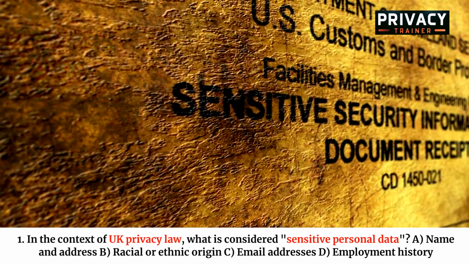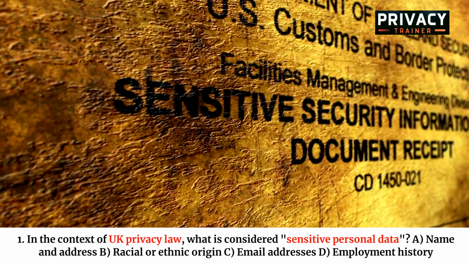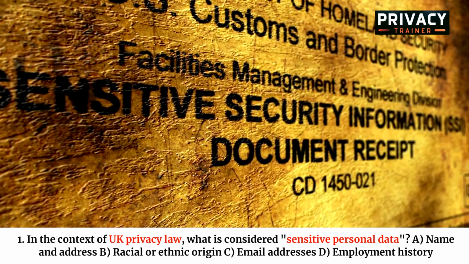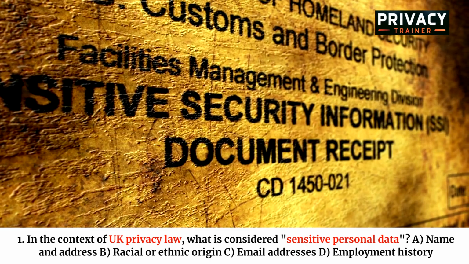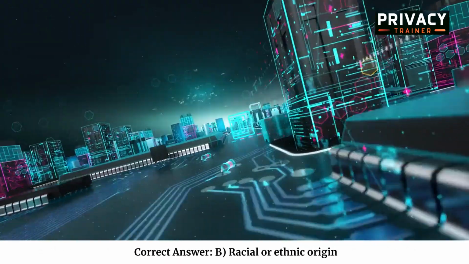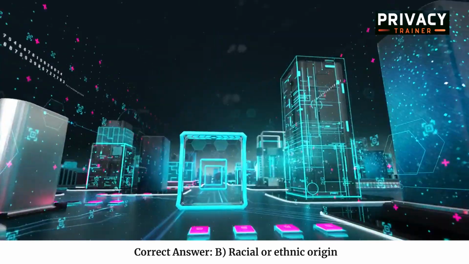1. In the context of UK privacy law, what is considered sensitive personal data? A. Name and address. B. Racial or ethnic origin. C. Email addresses. D. Employment history. Correct answer: B. Racial or ethnic origin.